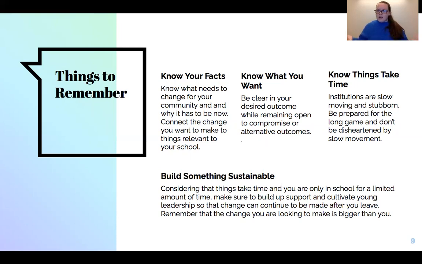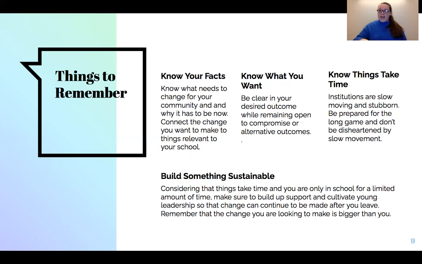is really relevant to what's happening in our world or in our country, but isn't necessarily relevant to the physical place of your school or your university. That's not to say don't do it, but it's important to know that. So know the needs of your own community. Know why. Know why it has to be now. Know why it has to be where you are.